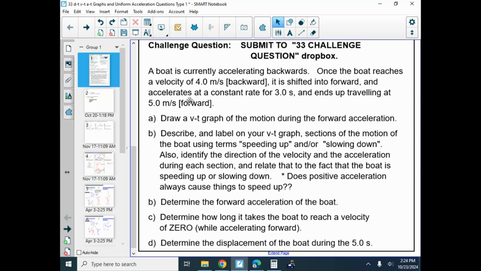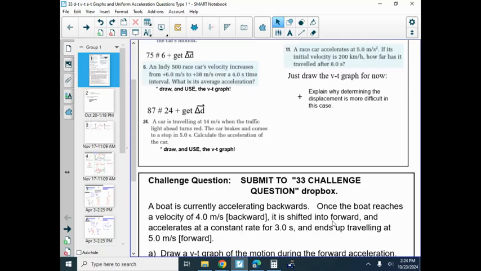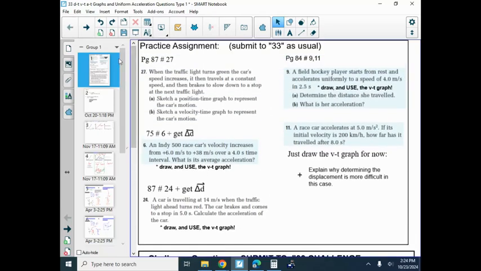That's not good. So drawing a VT graph, labeling it and describing the sections of the movement, like the portions where you're speeding up or slowing down, and talking about acceleration signs and so on. This is very doable. You just have to work your way through it. Feel free to ask questions, of course, as you work through things. And that's it for this one.